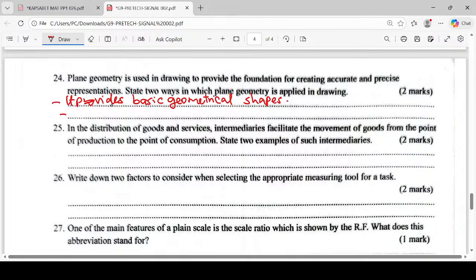The next point we can have, you can say that it equips individuals with the tools for precise construction.